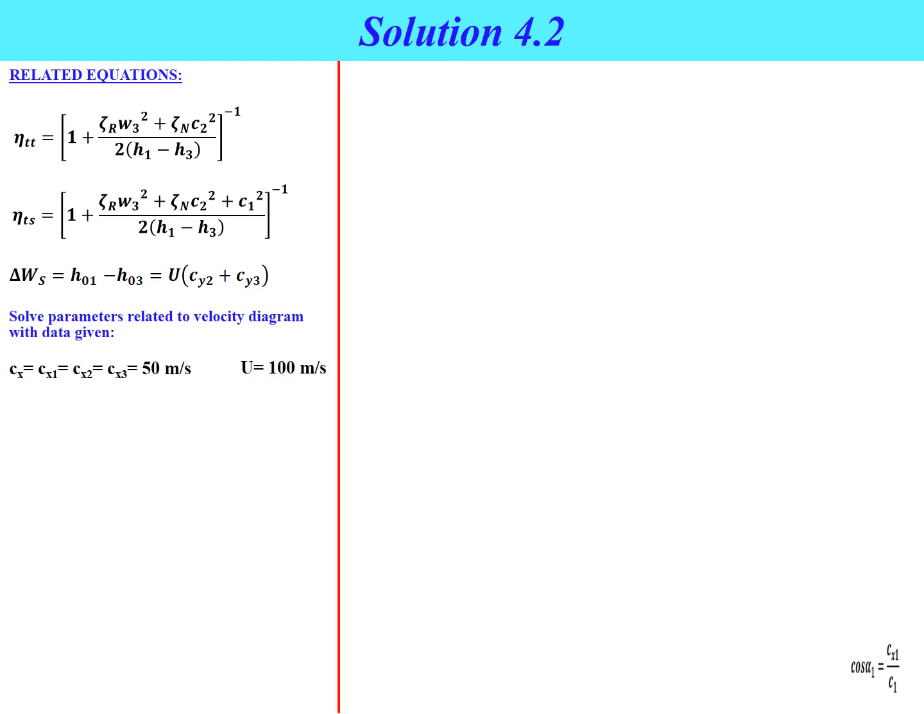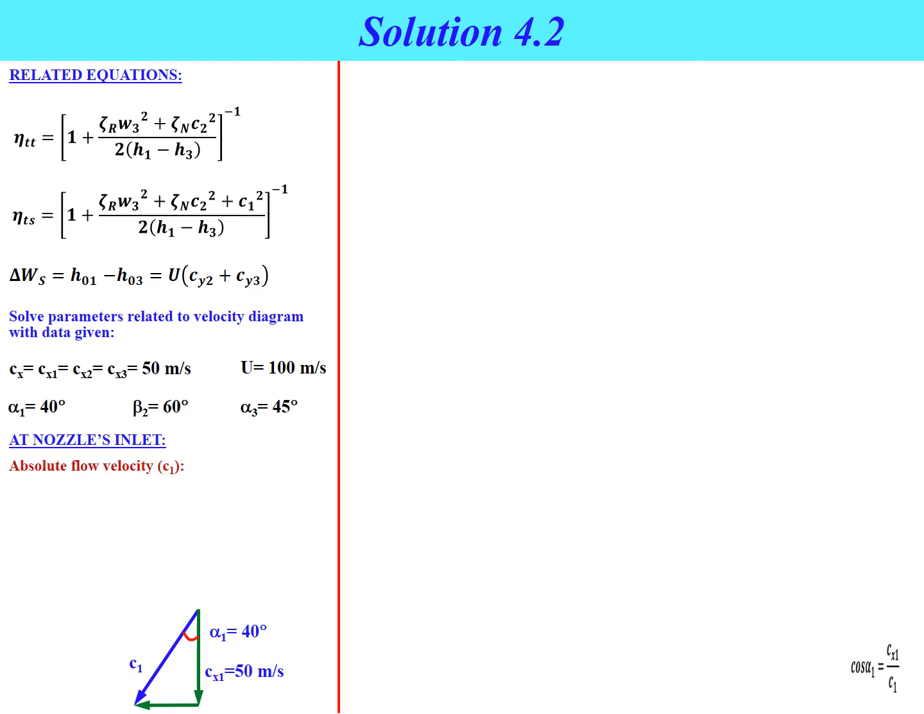velocity diagram. Okay, so we have u equal to 100 meter per second, alpha 1 equal to 40 degree, beta 2 equal to 60 degree, and alpha 3 equal to 45 degree. Okay, at the nozzle inlet, the figure shows the velocity diagram at the nozzle inlet. So we have Cx1 equal to 50 meter per second, alpha 1 equal to 40 degree. Okay, so now we want to determine the absolute flow velocity C1.